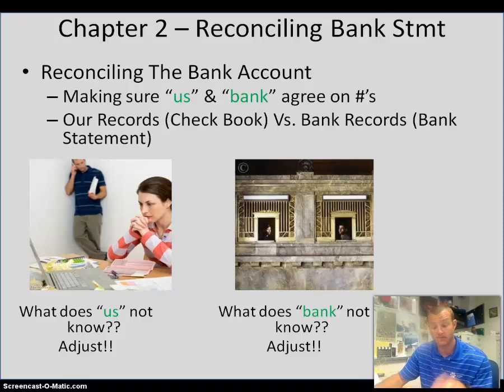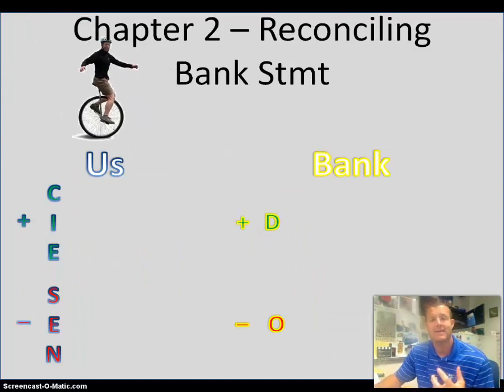It's just those two things, figuring out, okay, as of this date, here's what we have for our information for the last month. Here's what the bank has for information for the last month. What are we missing that the bank has? What is the bank missing that we have? And we just make those adjustments, and it's that simple. It's kind of an overwhelming topic, but it's really not that difficult.